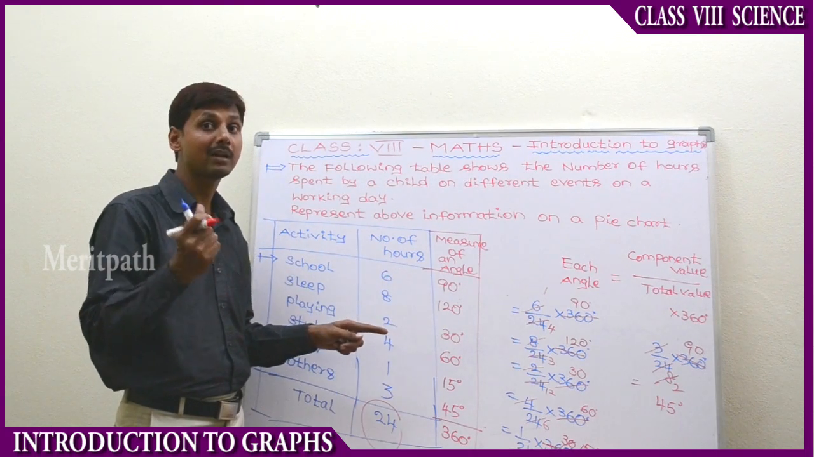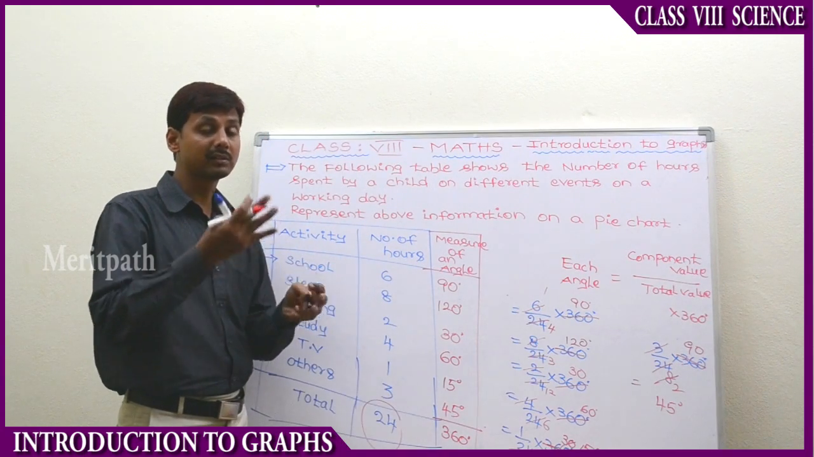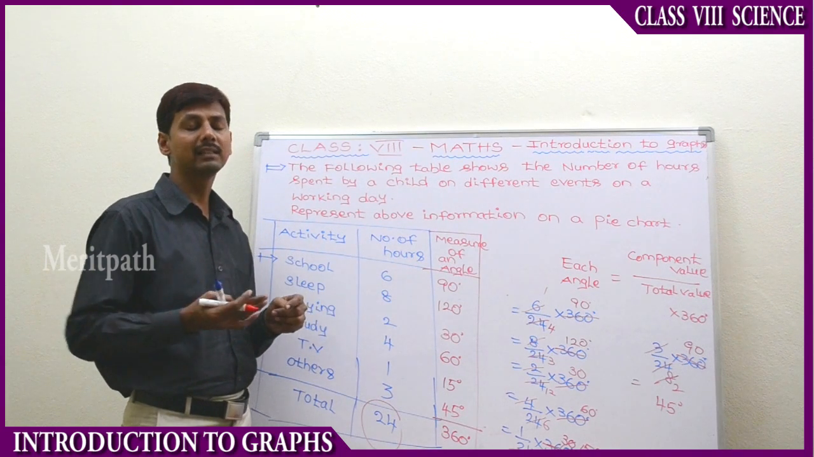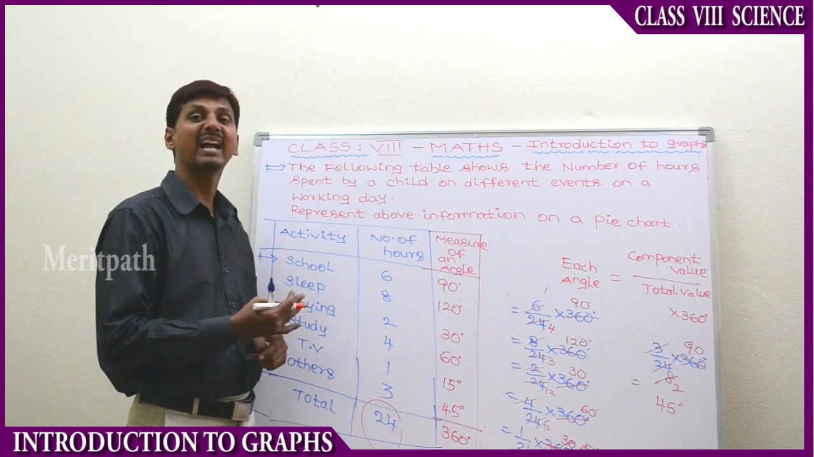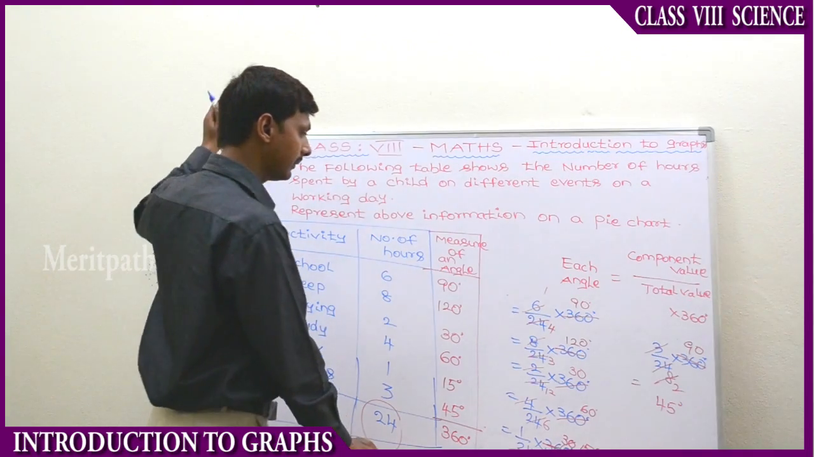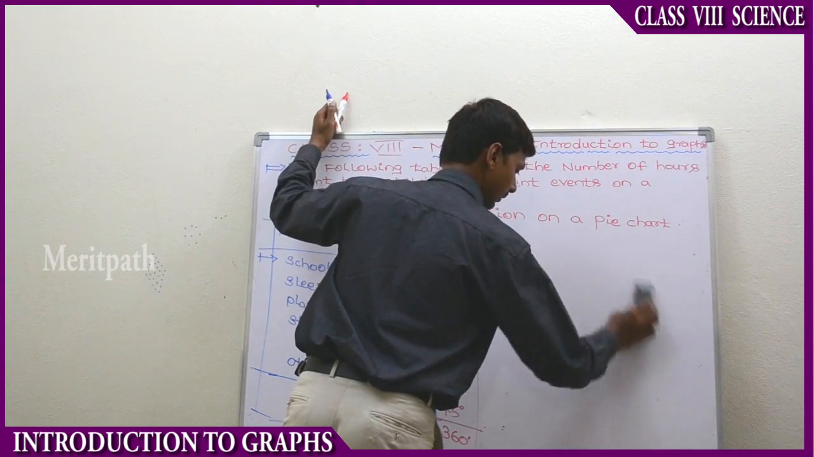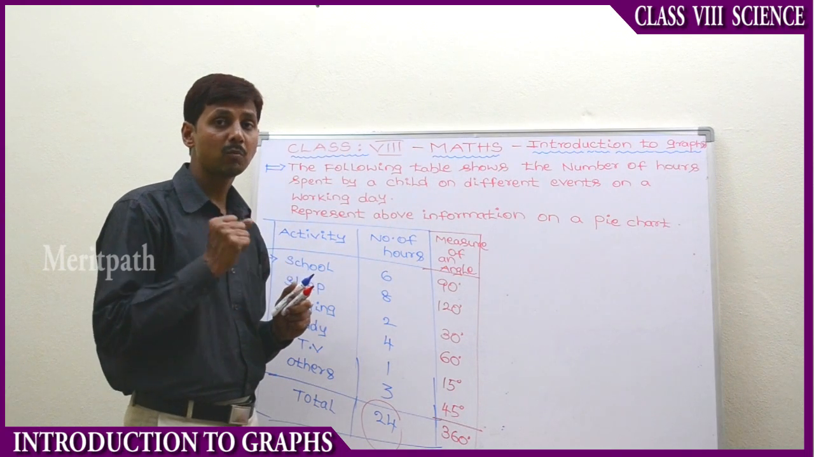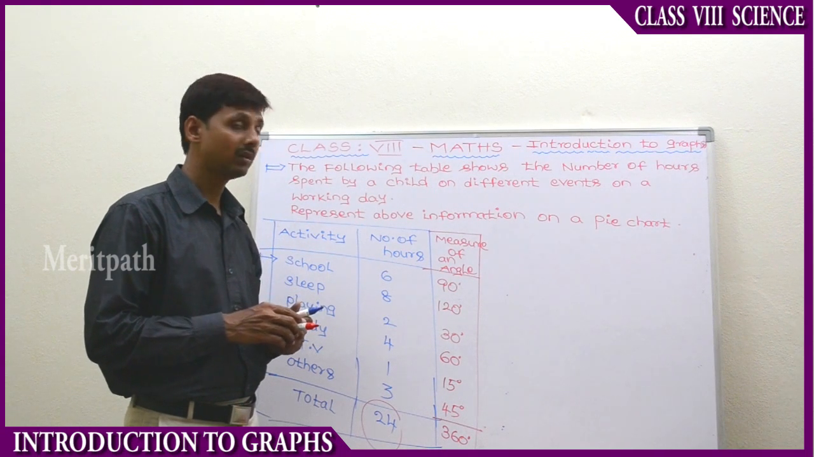For those particular angles, we draw in a circle, and we get the whole circle filled with all the events. Then we can find out very easily how much more time we are spending on which event or activity. So let's draw the pie diagram for this. We calculated all this using the formula of component value by total value into 360 degrees.